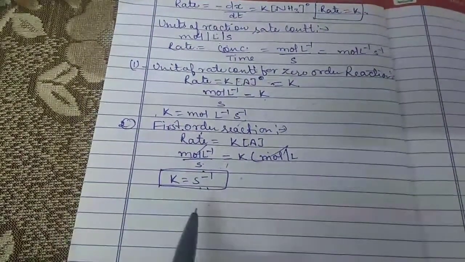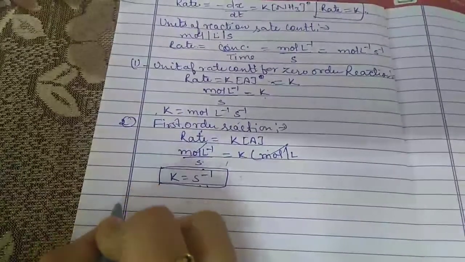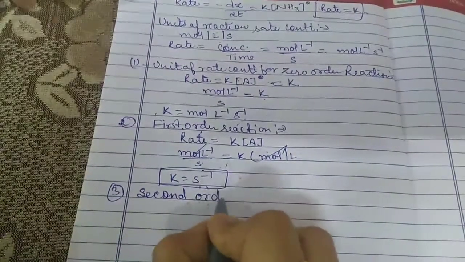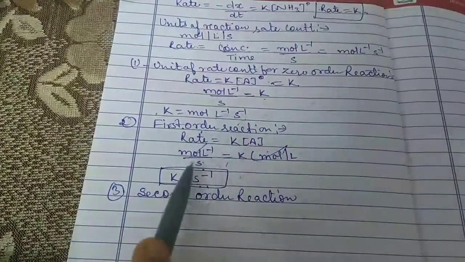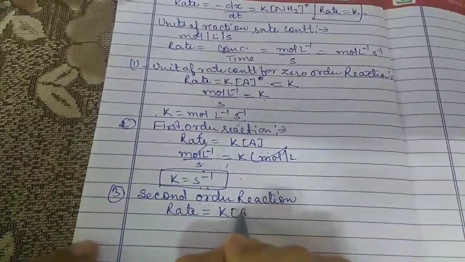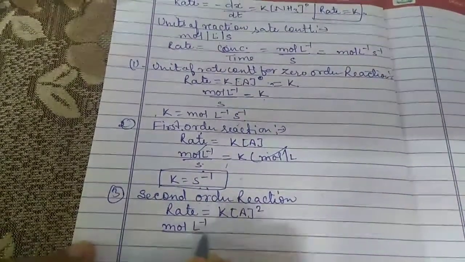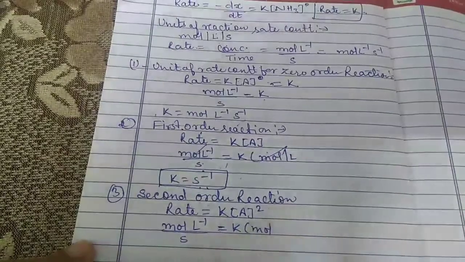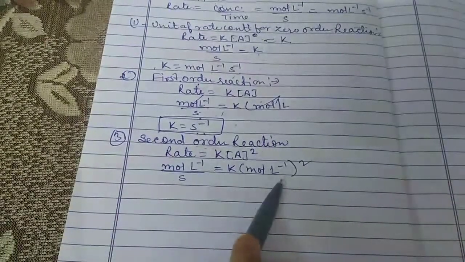By this method we can easily calculate the unit of rate constant for the zero order, first order, second order and the third order. Now the next point is for the second order reaction. We know very well that for the second order reaction, the rate may be expressed as rate is equal to K[A] and its power is 2. So that is mole per liter per second is equal to K, mole per liter whole square.